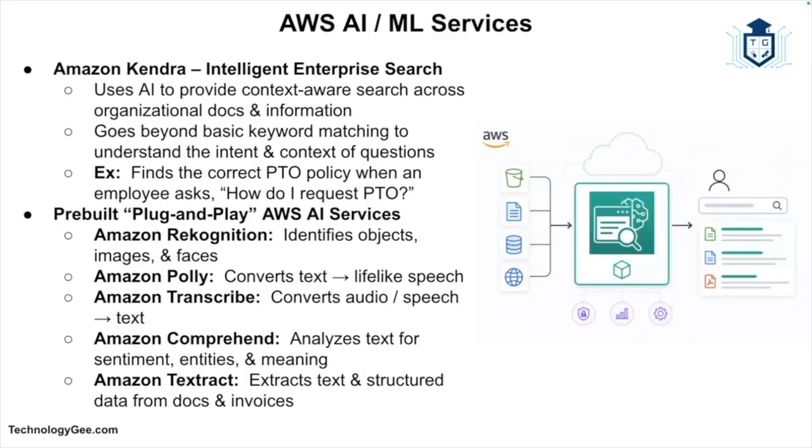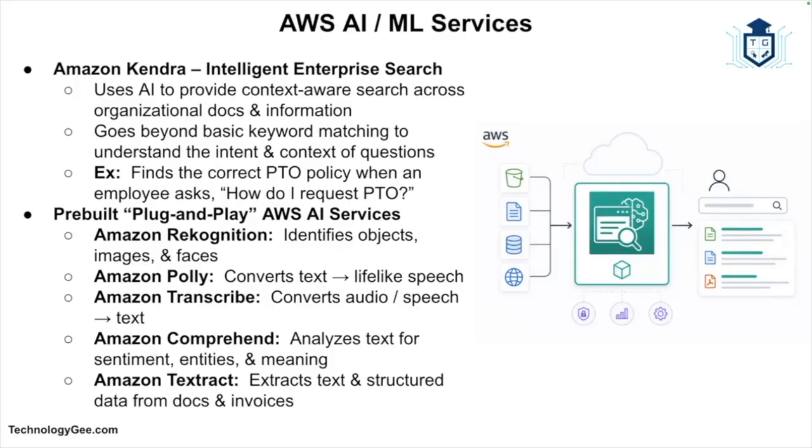And then we have Amazon Kendra. Kendra is like a supercharged search engine for your organization. Instead of keyword-based search, it understands context. An example would be, an employee types, how do I request PTO? Kendra doesn't just search for keywords, it finds the actual answers from documents. So for the exam, just understand that Kendra is basically intelligent enterprise search.